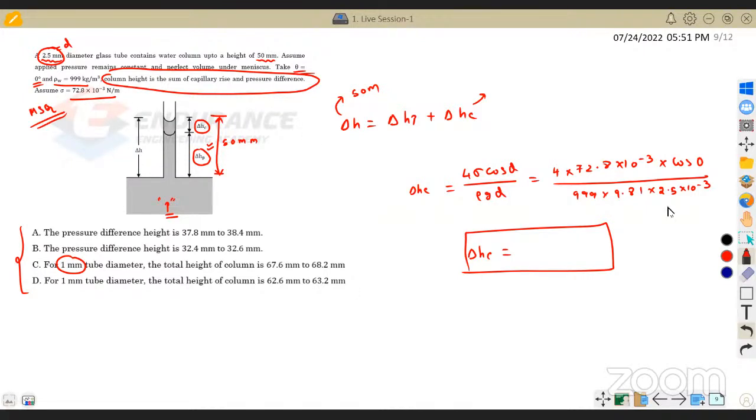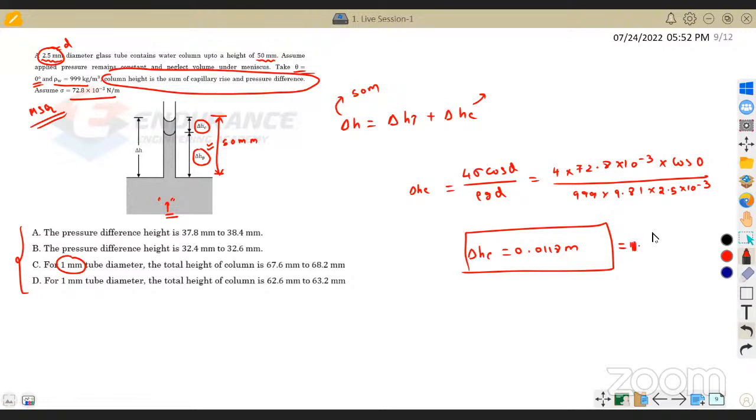0.0118. Can anyone else confirm that? 0.0118. Or else I will verify. 0.0118. Yeah, correct. 0.0118. Fine then. 0.0118 meters, which is nothing but 11 point.